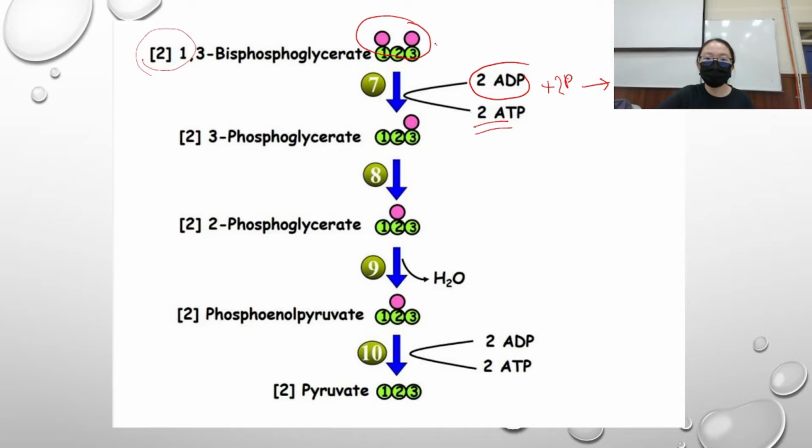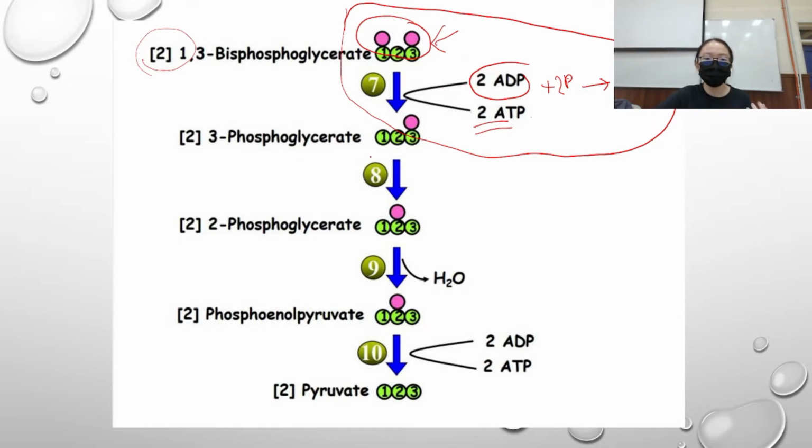Okay, and then this compound is already phosphorylated. 1,3-biphosphoglycerate is the compound which is phosphorylated, and it donates the phosphate from itself to ADP to form ATP. So this process is called substrate level phosphorylation. It means that from the phosphorylated compound, they transfer the phosphate group to ADP to produce ATP. This process is called substrate level phosphorylation.